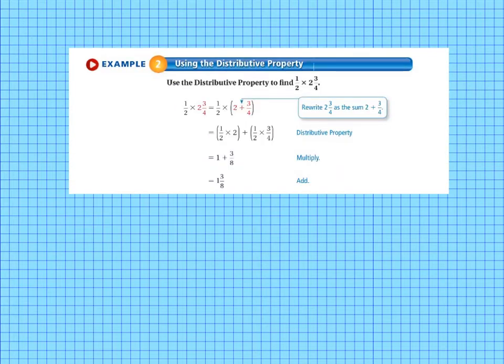Example 2, we're going to take this a little bit farther, where we're not just using the distributive property to find answers to things we already know. We're using it to make other calculations easier.